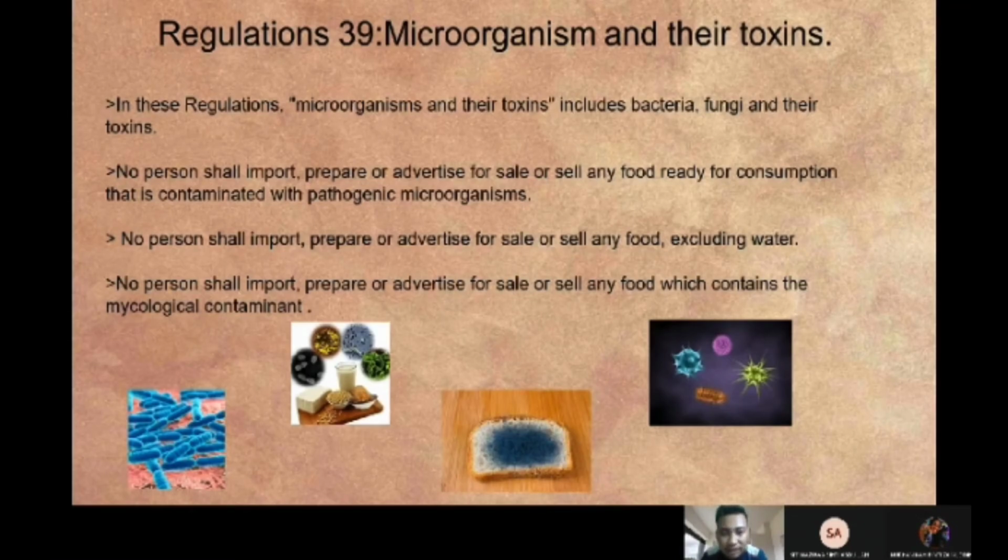Next, regulation 39, microorganisms and their toxins. In this regulation, microorganisms and their toxins include bacteria, fungi and their toxins. No person shall import, prepare or advertise for sale or sell any food ready for consumption that is contaminated with pathogenic microorganisms. No person shall import, prepare or advertise for sale or sell any food, excluding water, which contains the mycological contaminant. Okay, below I have some pictures of microorganisms in the food.